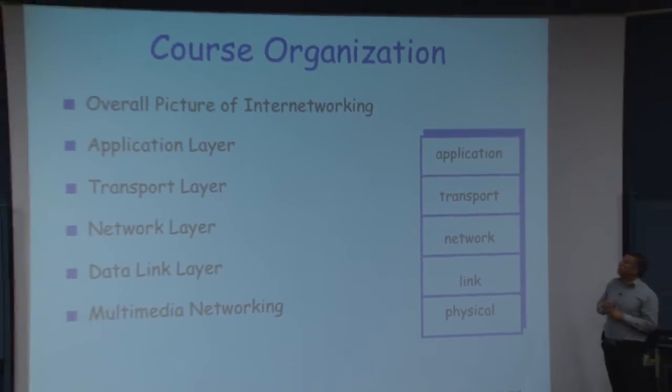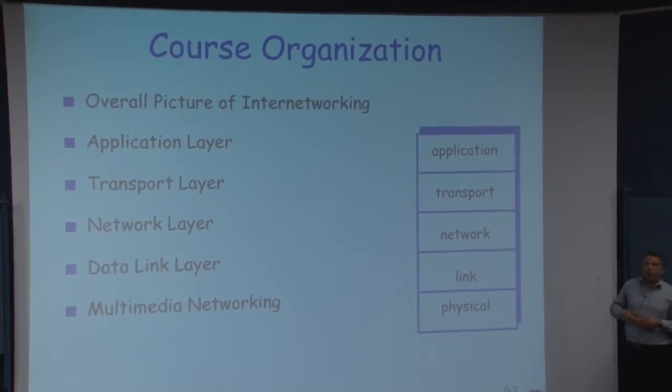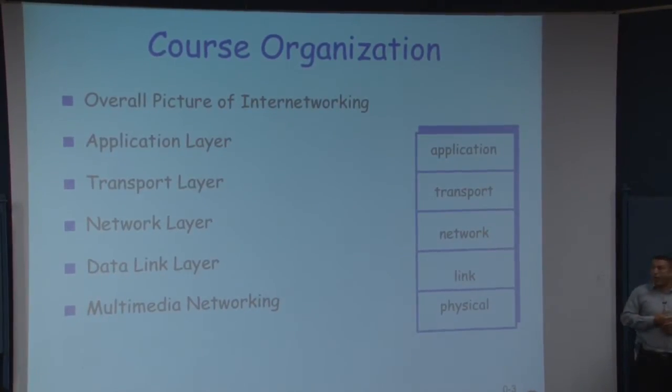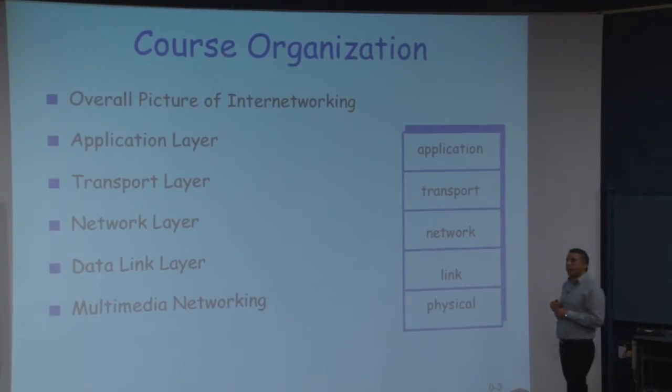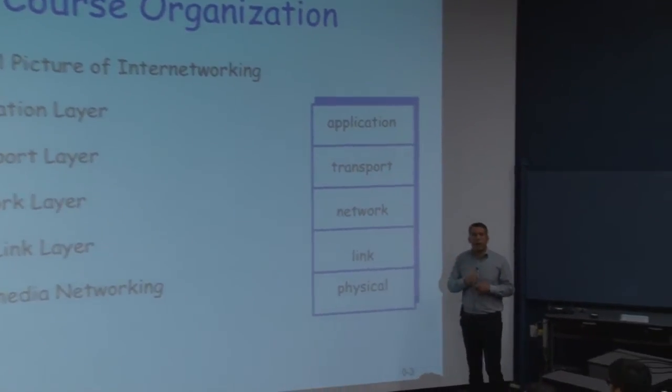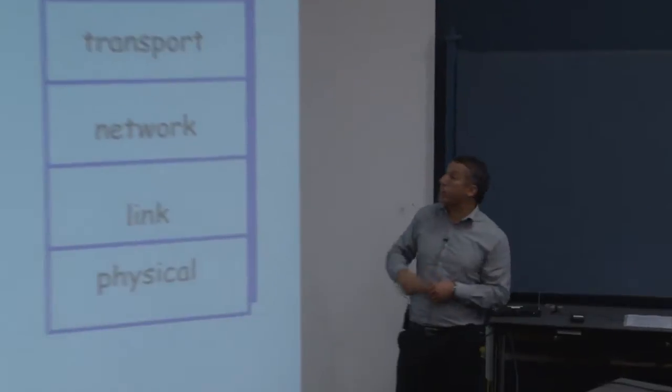The course itself is organized around the layered computer network architecture, and there is one module dedicated to each of these layers: the application layer, the transport layer, the network layer, and the data link layer. And one highlight about this course is that it follows a top-down approach, where we start with the application layer and then work our way down the protocol stack down to the data link layer.